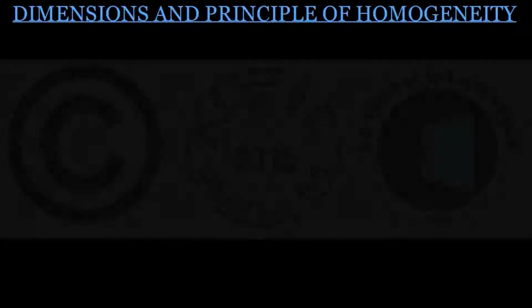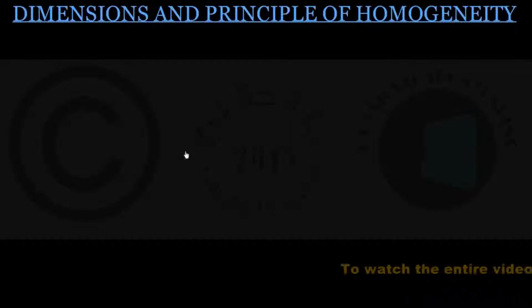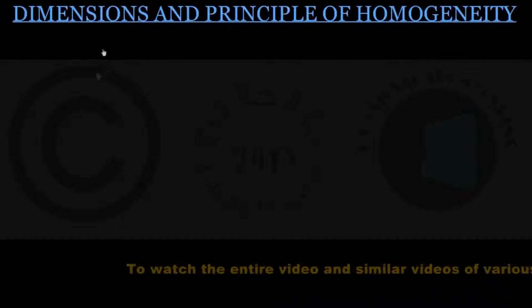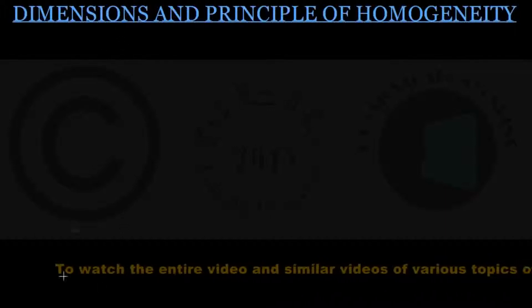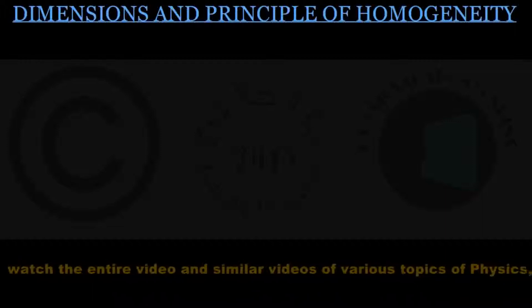Now we'll discuss dimensions and the principle of homogeneity. First of all, what is the dimension of a physical quantity? The dimension in physics means the physical nature of a quantity. There's a chance you might confuse the word dimension with the unit of a physical quantity, but they're different. Let's see an example.